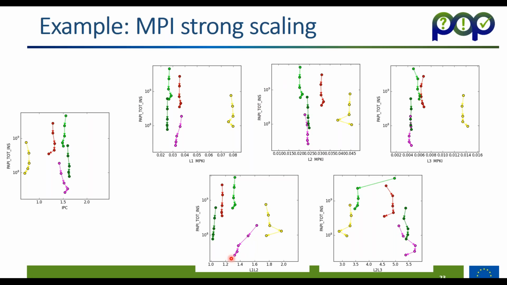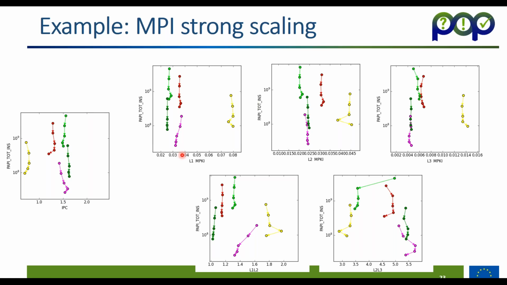So the idea is this is a mechanism to have access to a wide range of metrics and how they evolve with increasing core counts. And this is where the analyst can start looking at the potential reasons of the problems. In this case, there is not much change with the core count.